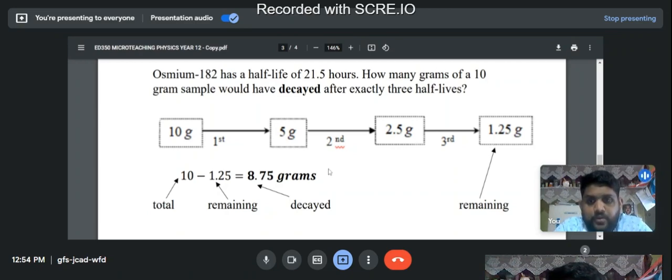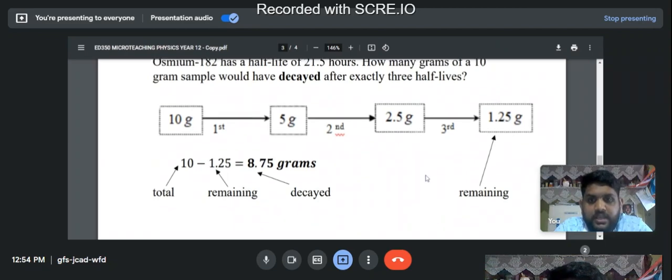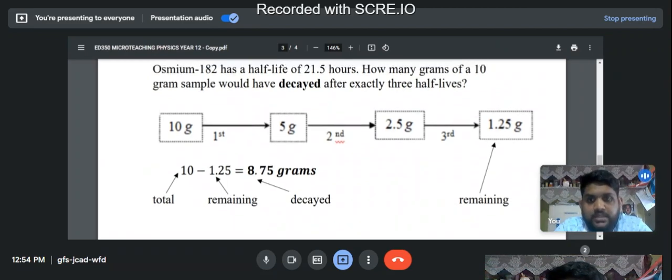That means the amount decaying is originally 10 grams minus 1.25. You can use a simple example of using a drum to water your garden. Your drum has 10 liters of water. After watering your garden, 1.25 liters is left. So how much water have you used? How much of the radioactive element has decayed, or how much water have you used? It is 10 minus 1.25 grams. That is 8.75 grams that has decayed.